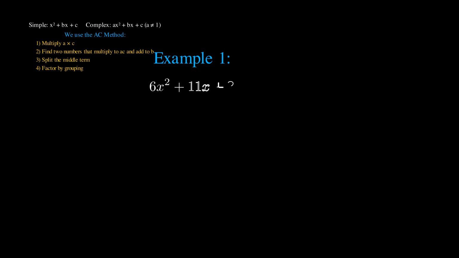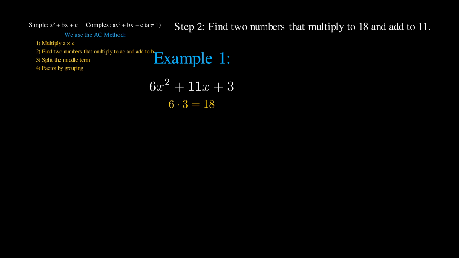Example 1. We are factoring 6x squared plus 11x plus 3. Step 1. Multiply a times c. A is 6. C is 3. 6 times 3 equals 18. Step 2. Find two numbers that multiply to 18 and add to 11.